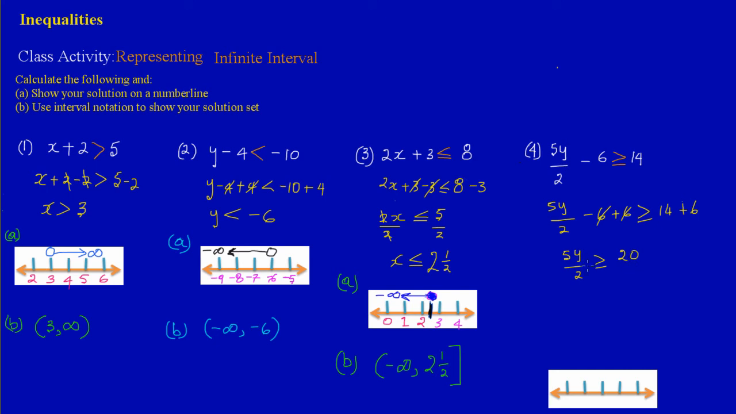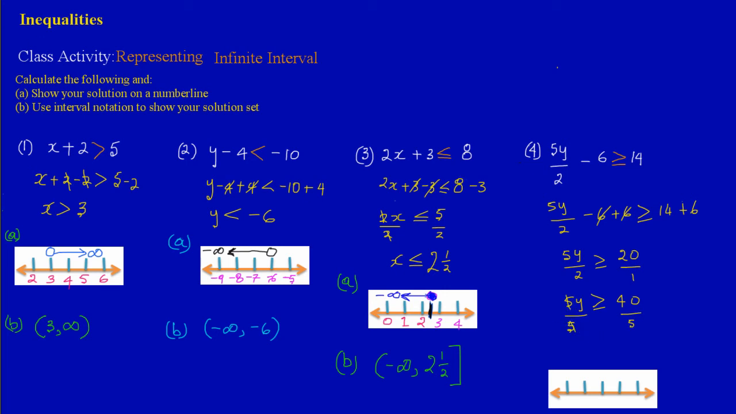Now I have a fraction here. I can always turn this into a fraction and cross multiply. Okay, so 5y times 1 would give me 5y, and 2 times 20, so 5y is greater than or equal to 2 times 20, which would give me 40. Now 5 is multiplying y, so I'm going to have to divide through by 5. So I'm dividing both sides of my inequality by 5.